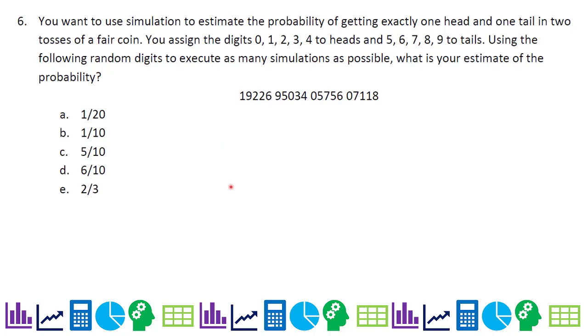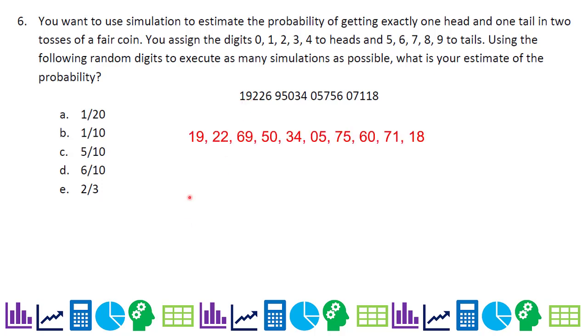So let's look. You want to use simulation to estimate the probability of getting exactly 1 head and 1 tail in 2 tosses of a fair coin. You assign the digits 0, 1, 2, 3, 4 to heads, and then 5, 6, 7, 8, 9 to tails. Using the following random digits to execute as many simulations as possible, what is your estimate of the probability? So we want 1 head and 1 tail. I'm going to pair these up. There's nothing I have to ignore. I have 1 digit for the first coin, 1 digit for the second coin, and I'm just going to separate them into pairs.